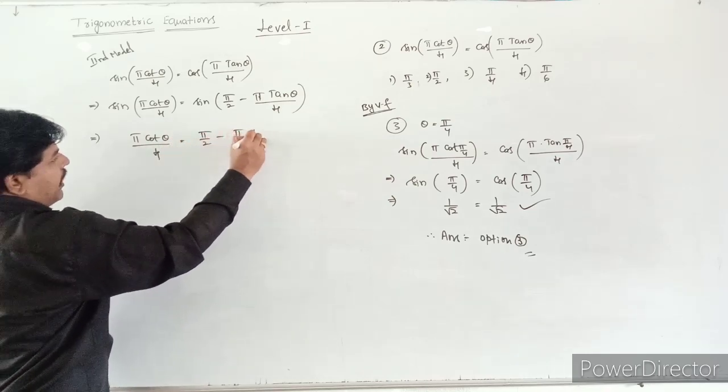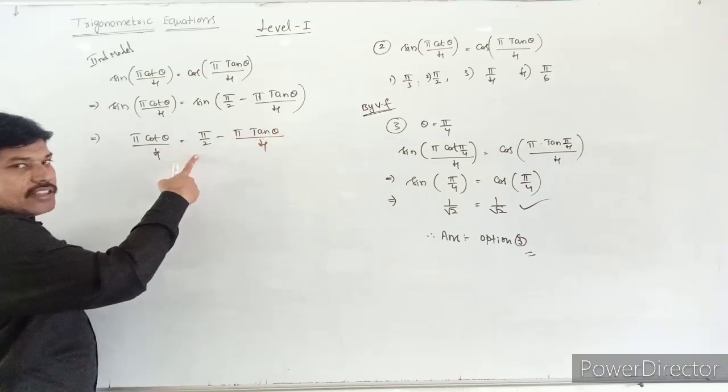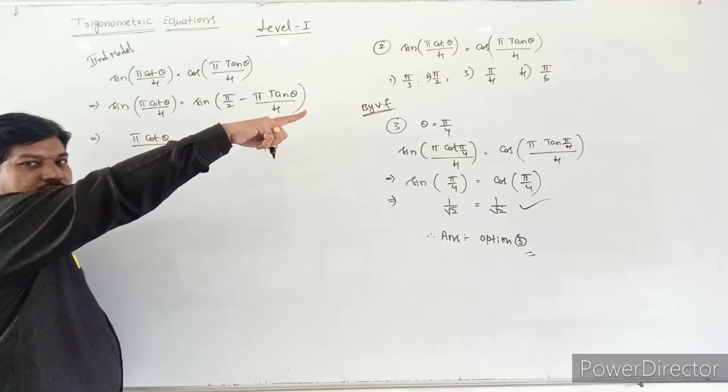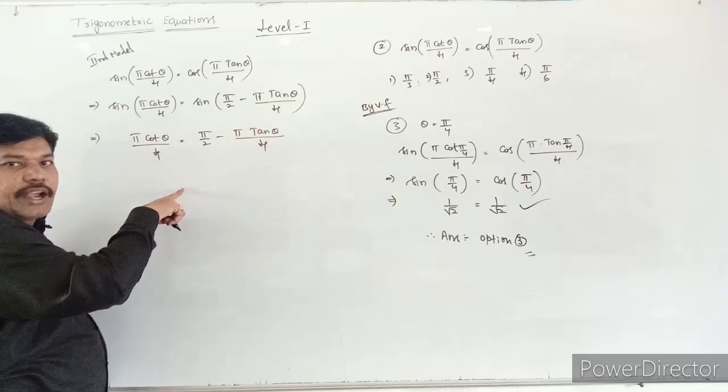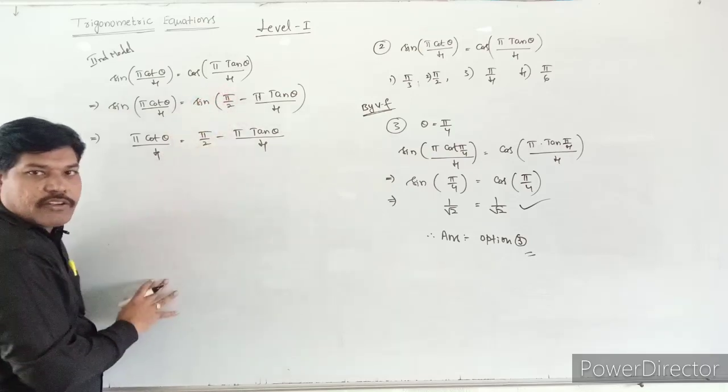is equal to pi by 2 minus pi into tan theta by 4. Why? Because I am not writing the general solution here. Why? Because they are asking the particular solutions. Are you understanding that? In that case, we don't need to write the n pi plus or 2n pi plus or minus like this. We will take the direct values.